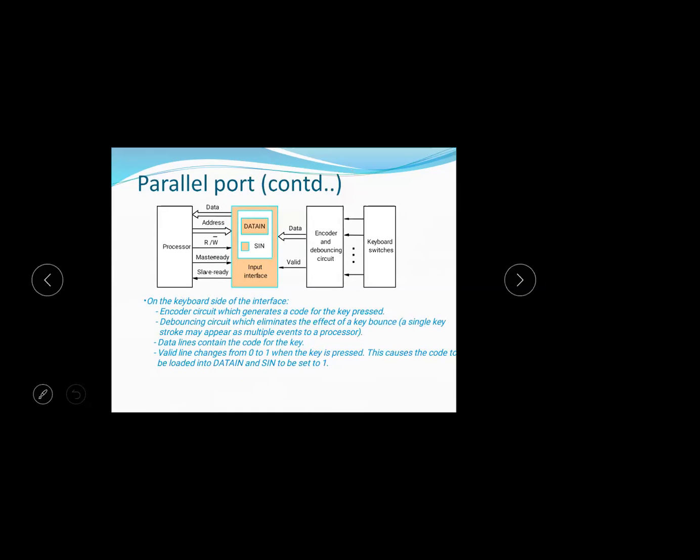On the keyboard side of the interface, there are the encoder circuit and the debouncing circuit. The encoder circuit is used for encoding the keyboard. Suppose you type the key 8 on the keyboard switch.